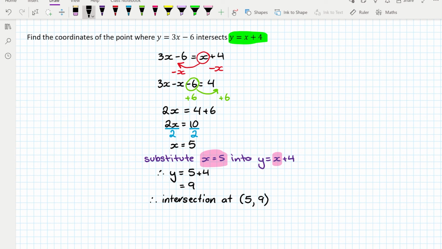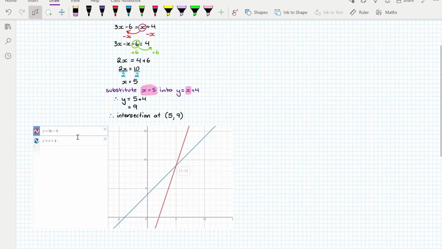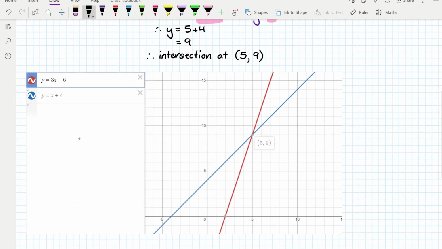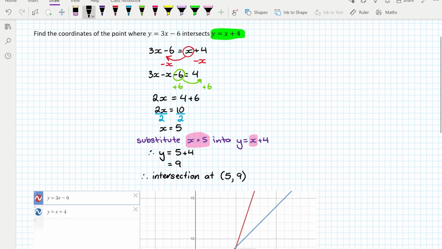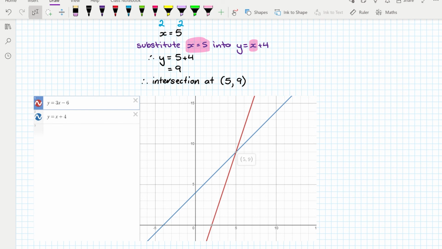Now what I want you to do is check and make sure that we've got the correct point. Take these two equations and put them into Desmos. Make sure you're on the Desmos graphing calculator, and if we graph it, you can see on the side here, y equals 3x minus 6 and y equals x plus 4. Those are the equations we started with, and the point where both of those lines meet each other is 5 and 9. So x equals 5 and y equals 9. So that's how we're doing this work today.